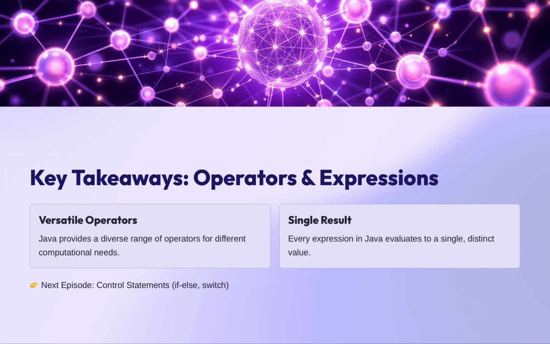Okay, let's recap what we have learned in this chapter. The key takeaways: what is an operator, and what Java provides. In this lesson we have seen the diverse range of operators that Java provides for computational needs: arithmetic operators, logical operators, comparison operators, unary operators and ternary operators. Next we considered expressions. An expression is a combination of values, variables and operators which produces a result, evaluating to a single distinct value.